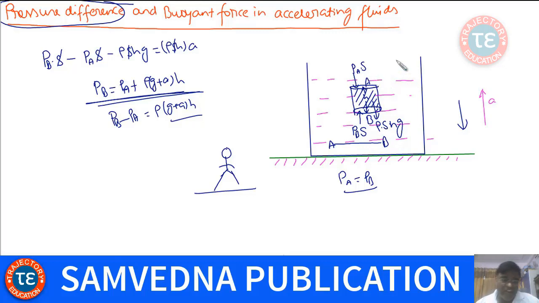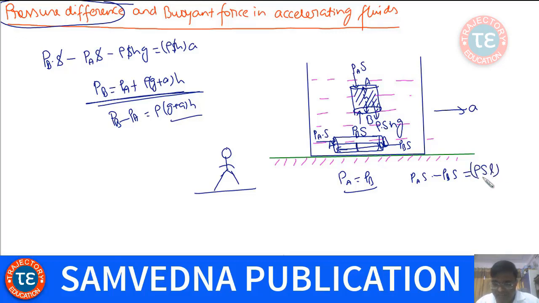But things will change if, instead of this acceleration, the acceleration is this, then there will be a pressure difference between A and B. In that case, I will take this kind of cylinder, and the force over here is PA into S, as is PB into S. Then PA into S minus PB into S equals, if the length is L, rho S L into acceleration. mg acts in the downward direction, so it will not contribute to the motion in the horizontal direction.